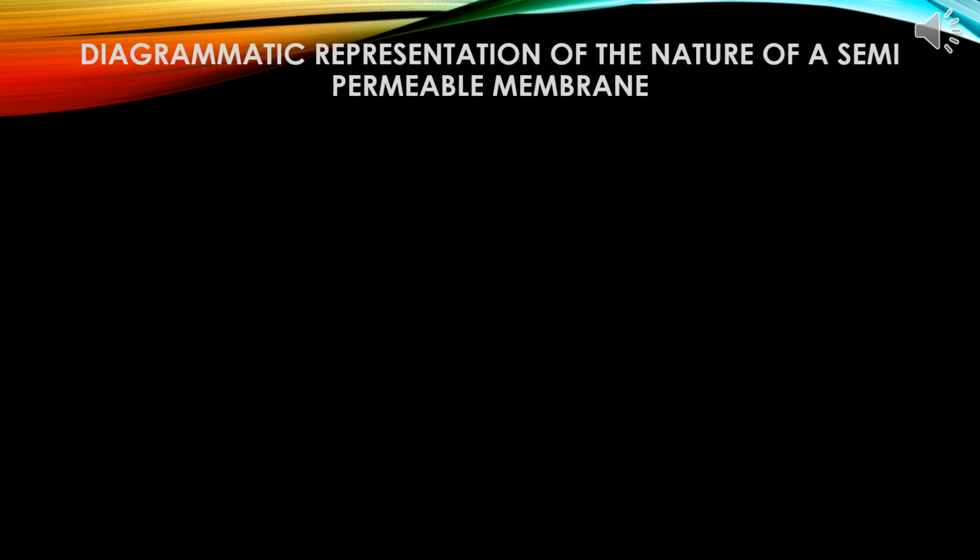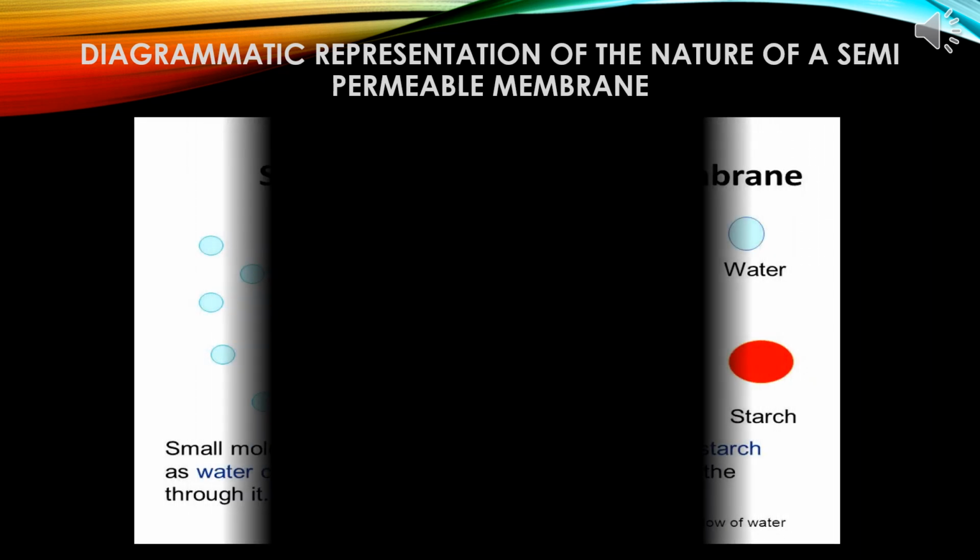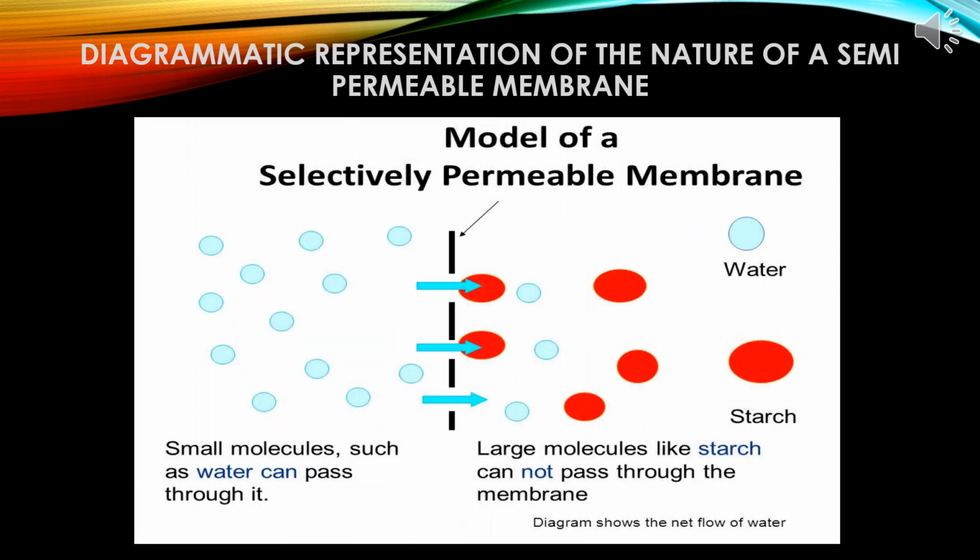Here is the diagram of a selectively permeable membrane. In this diagram you can see that in the middle there is a membrane, and through that membrane arrows are given. Small molecules such as water can pass through it, and the large molecules like starch or any other solute molecules present in the soil cannot pass through this membrane.